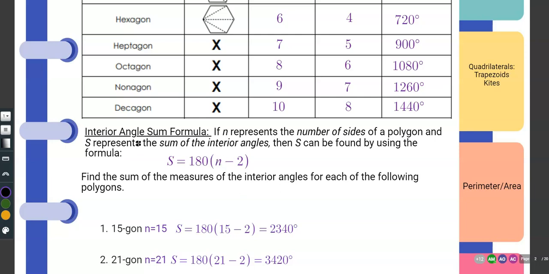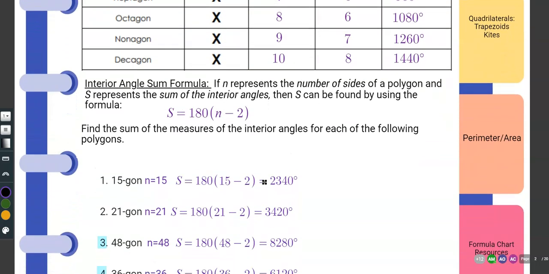So to find the interior angles of any shape, you're going to take n for the number of sides, and use the formula sum of interior angles, S, is equal to 180, the number of degrees inside a triangle, times n minus 2. Number of sides minus 2 is the number of triangles we can form. So every triangle times 180 gives me the total sum.